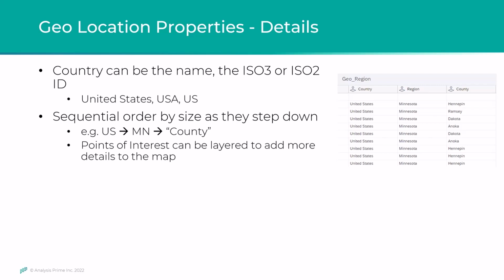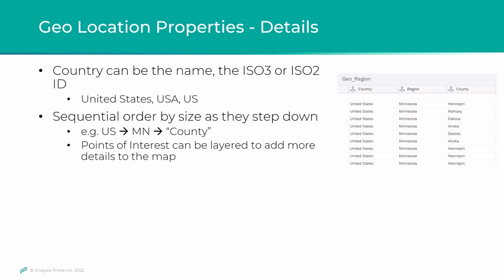It's also important to know that the sequential order by size concept is an important consideration. So for private data in Minnesota, as you can see, I can use the US, Minnesota, and then the county of Minnesota, and you can't really skip over the hierarchy. It doesn't work very well. Since that is a limited view, you could also consider layering the points of interest onto the map for maybe more specific locations that are outside those broader regions.